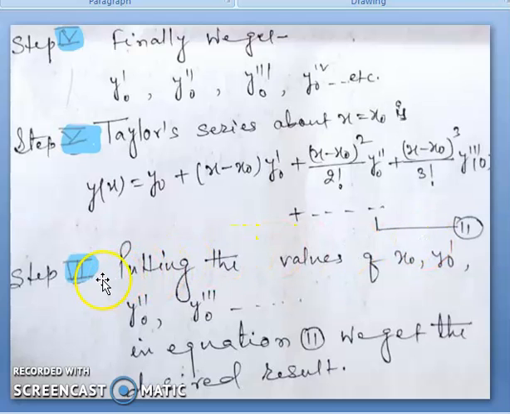Now in the last step, that is step number 6, putting the values of x0, y0, y0 dash, y0 double dash, y0 triple dash plus dot dot dot in equation 2, we get the desired solution of the Taylor series. So this is the working rule of Taylor series.